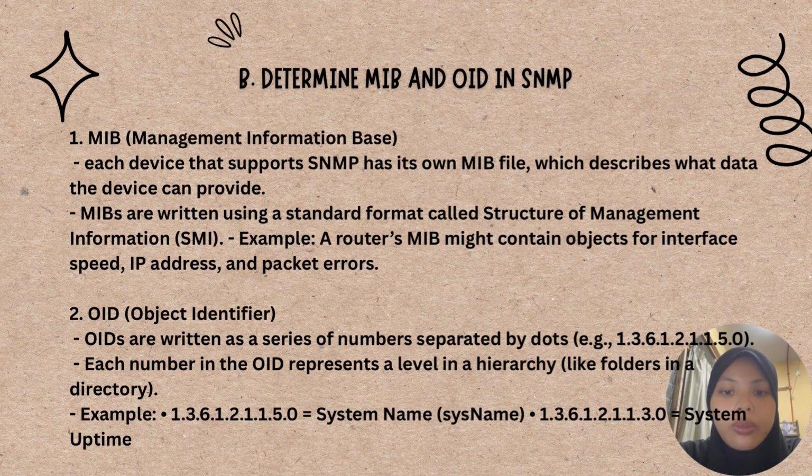Secondly, OID, which is Object Identifier. OIDs are written as a series of numbers separated by dots. Each number in the OID represents a level in a hierarchy, like folders in a directory. For example, 1.3.6.1.2.1.1.5.0 equals the system name, which is sysName, while 1.3.6.1.2.1.1.3.0 equals the system uptime.